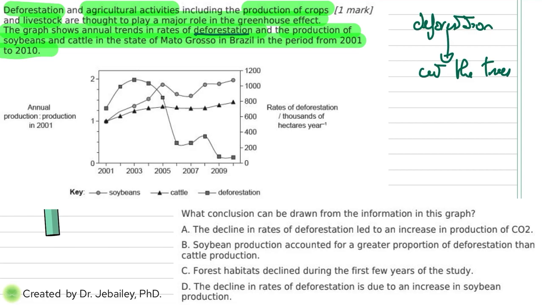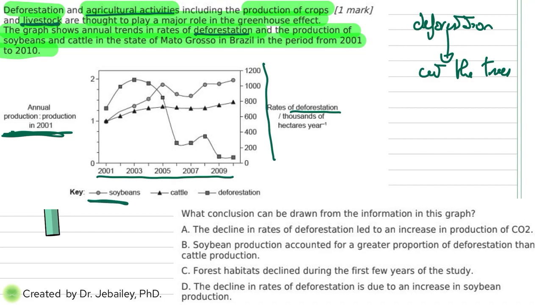And then we talk about agricultural activities. That means making crops. That means we're producing beans, corn, whatever it is that they're going to do. And the production of crops and livestock. When I say the word livestock, we're talking about cows, sheep, whatever they're doing. So here in the graph, what do we have? One side, we're showing the annual production, right? And here we have the years. And then here we have the rate of deforestation. As you can see, this is the rate of deforestation. And then we have the soybeans, which are a circle. The triangles are the cattle, which means the cows. And deforestation is the square, which is the trees.